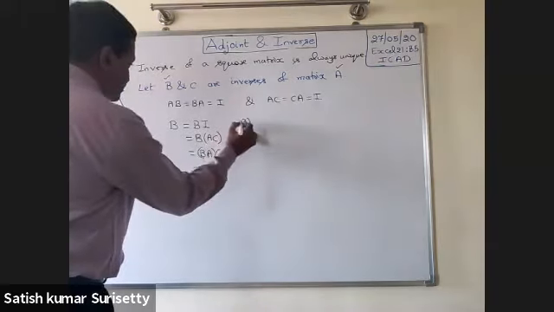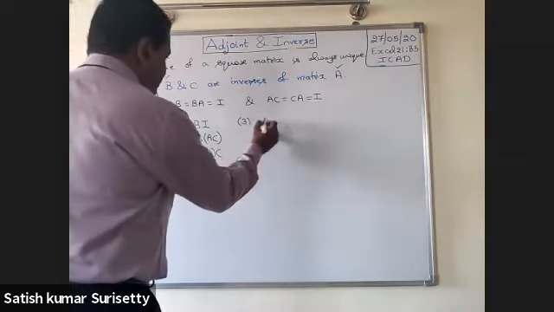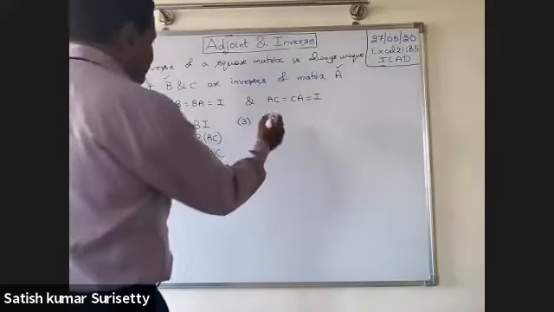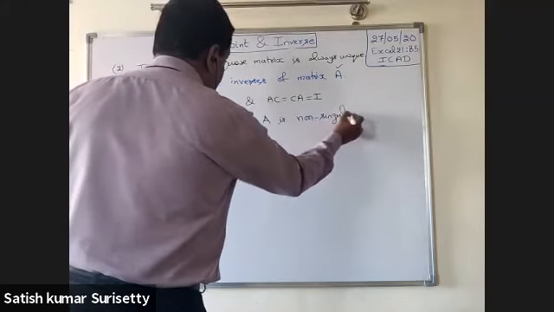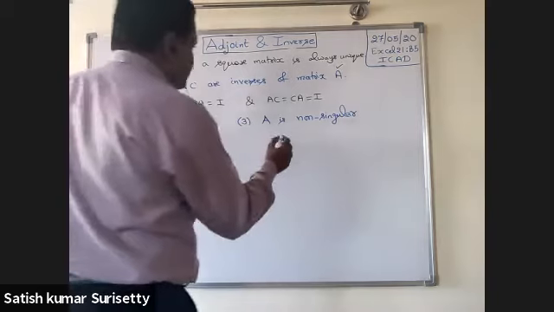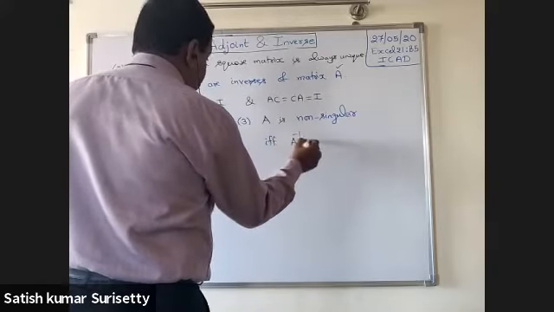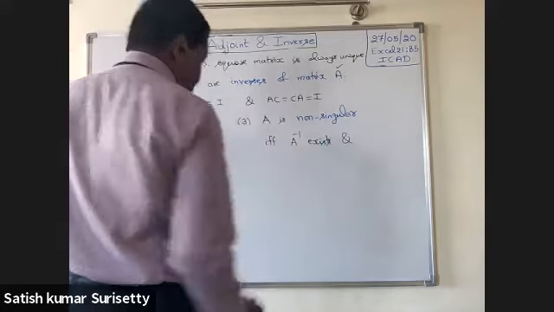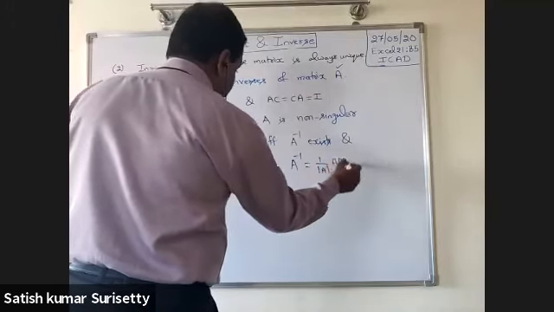Next, third property. A square matrix A is non-singular if and only if A inverse exists, and A inverse equal to 1 by determinant of A into adjoint of A.